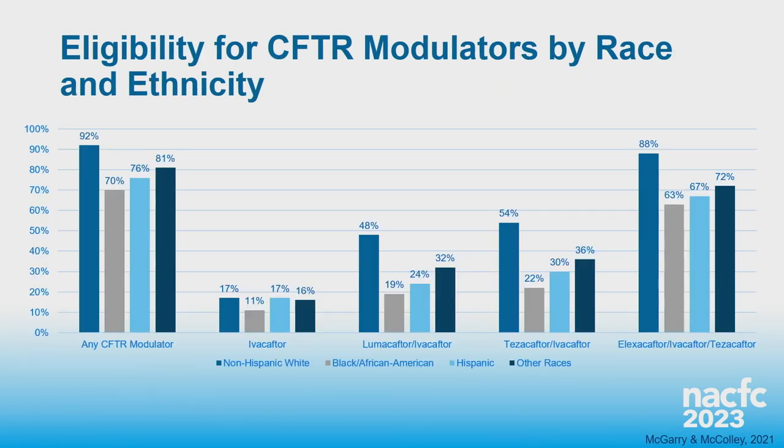Eligibility for modulators. You know, we always hear about, oh, the 10%, right, who don't have access to a modulator. But when you really stratify based on race and ethnicity, the numbers look strikingly different, right? So when we're looking at this graph on the left-hand side, we see 92% of white people with CF are eligible for a modulator, any modulator. Only 70% of Black, 76% of Hispanic, 81% of people identify as other races. So all the work that's being done right now on health equity and reducing these disparities in healthcare is critical and 100% where we need to be spending our energy.